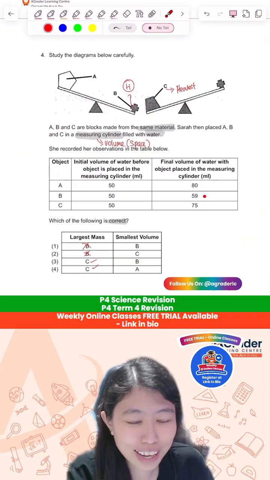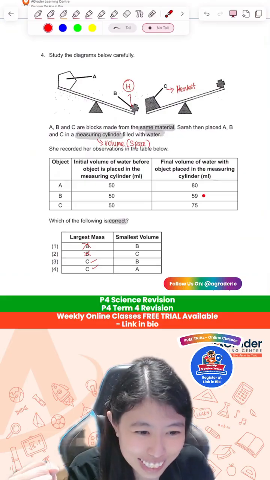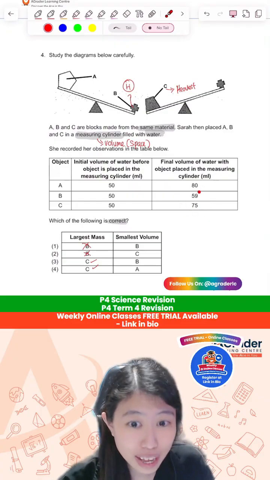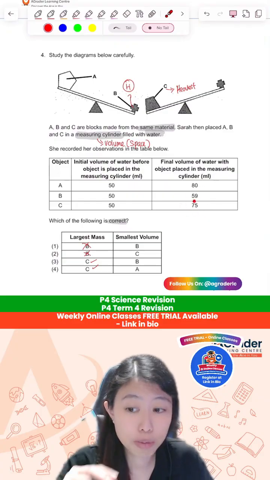Capybara, are you the P6 capybara? Oh, must be careful, okay? So smallest volume, you look at the one that is the smallest. Okay, everybody, but be careful.